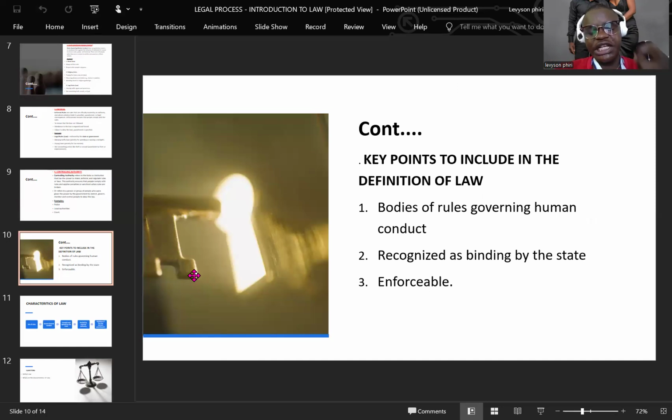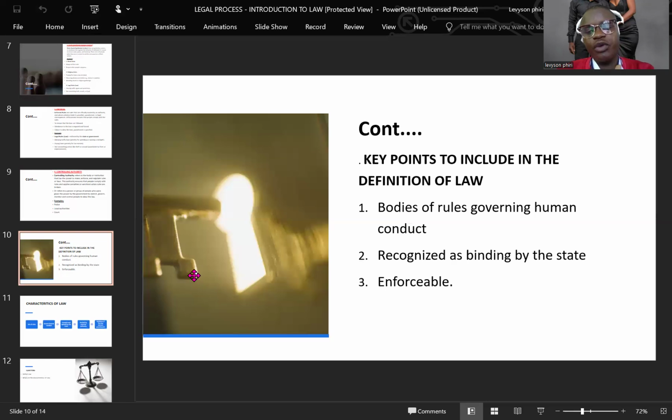So in your key definition term, you are supposed to make sure that these key points are not excluded in your definition. That's what qualifies it to be a definition of law. So under your law definition, you are supposed to have bodies of rules governing human conduct. Two, these rules are supposed to be recognized as binding by the state, and also they're supposed to be enforceable. Okay? When you are defining law, make sure these are included in your definition.